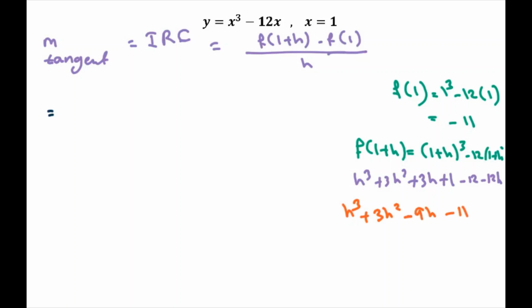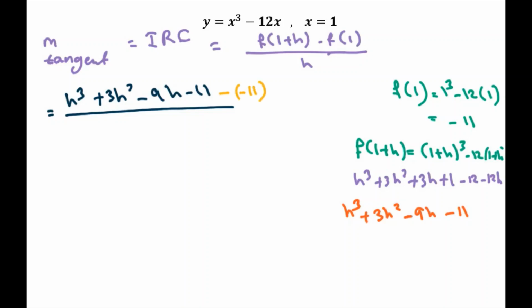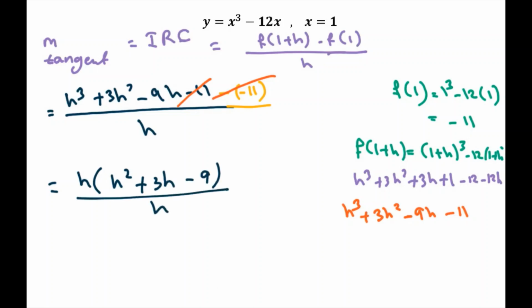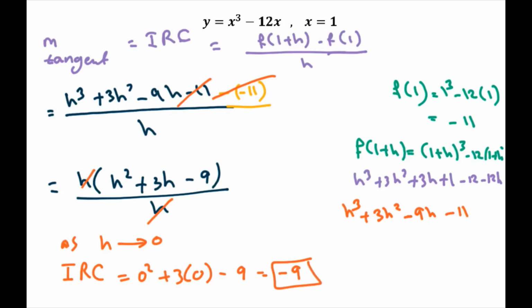You go here: h cubed plus 3h squared minus 9h minus 11, then minus negative 11, which is positive 11. These two would cross out, over h. Taking h as a common factor. Now, as h approaches 0, the instantaneous rate of change, or the slope, will be equal to 0 squared plus 3 by 0 minus 9, which is equal to negative 9. That's going to be my slope.